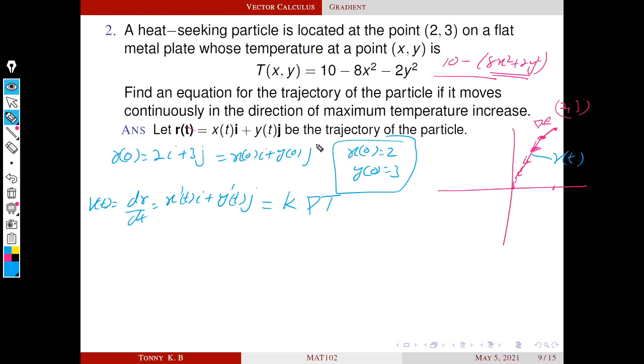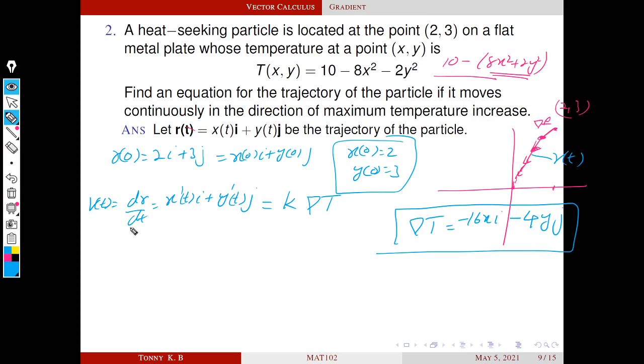What is del T? We can compute del T. First of all, you differentiate with respect to x, so this becomes minus 16x i. Again you differentiate with respect to y, so this becomes minus 4y j. So this is the gradient of this temperature function. It's clear that the velocity is always a multiple of the gradient, because velocity and gradient are in the same direction, since we have the maximum rate of change of the temperature.